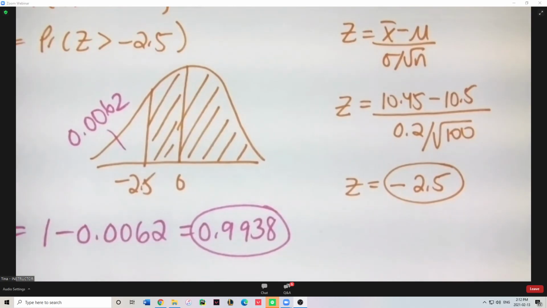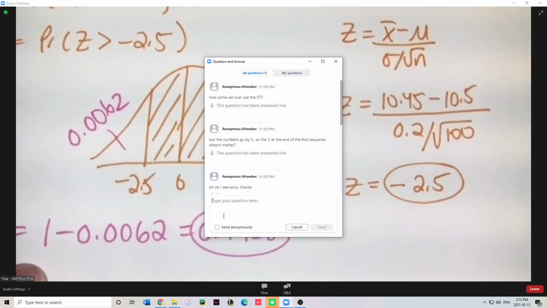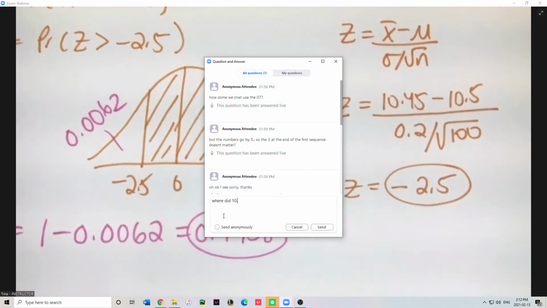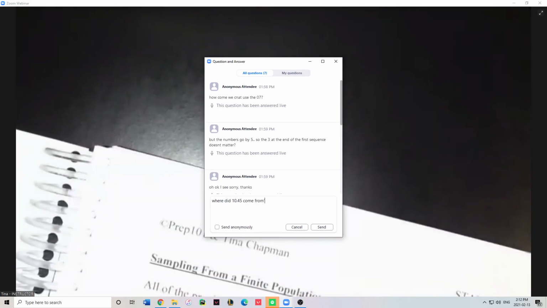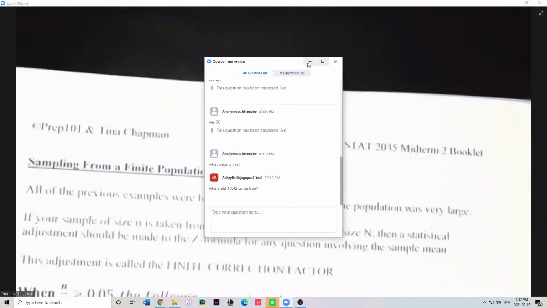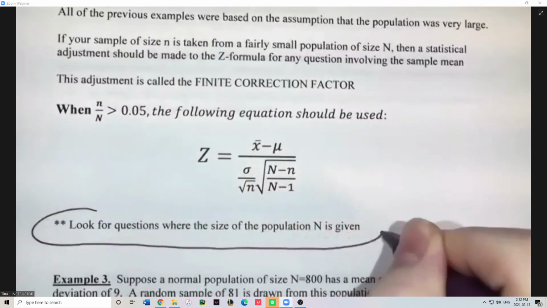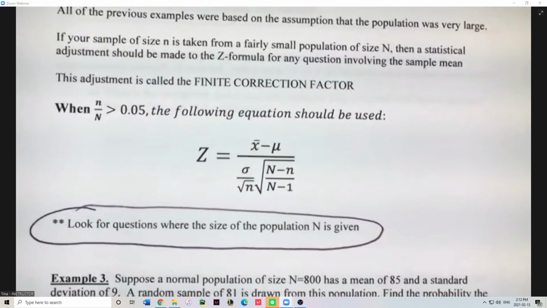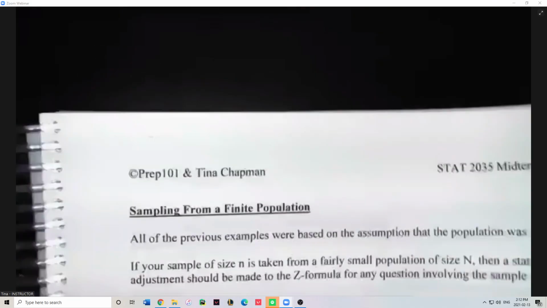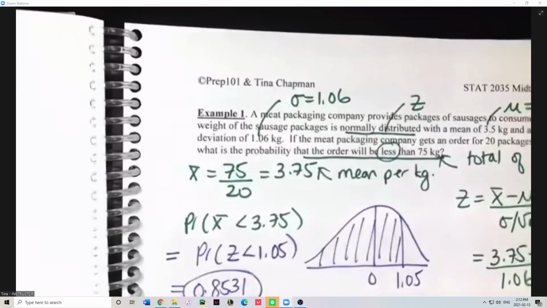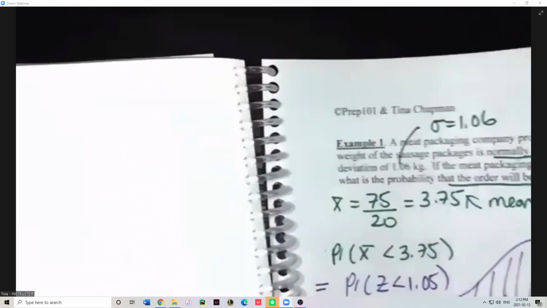Okay, any questions? Okay, so then we have this finite correction factor. If you're given the population size, then you need to look for this. So look for questions. 10.45 was given in the question. Question says mean weight exceeds 10.45 ounces. So right in the question.